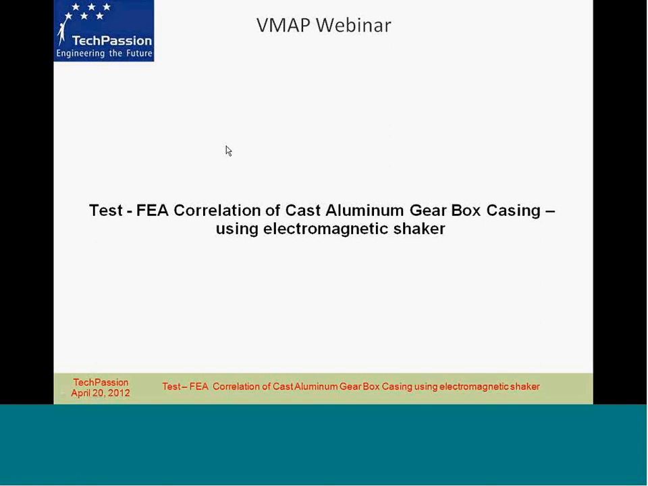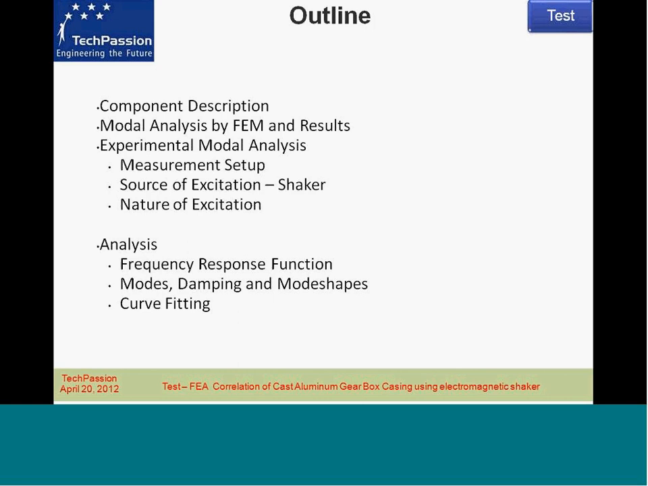Okay, today's webinar we are going to look at test FEA correlation of a cast aluminum gearbox casing. The test was performed using an electromagnetic shaker. The outline is what we have on this slide.